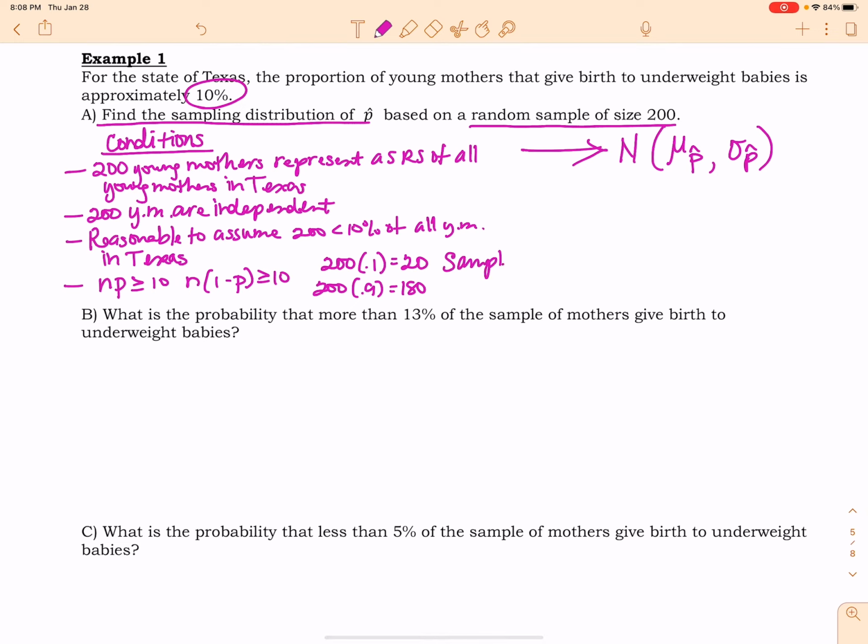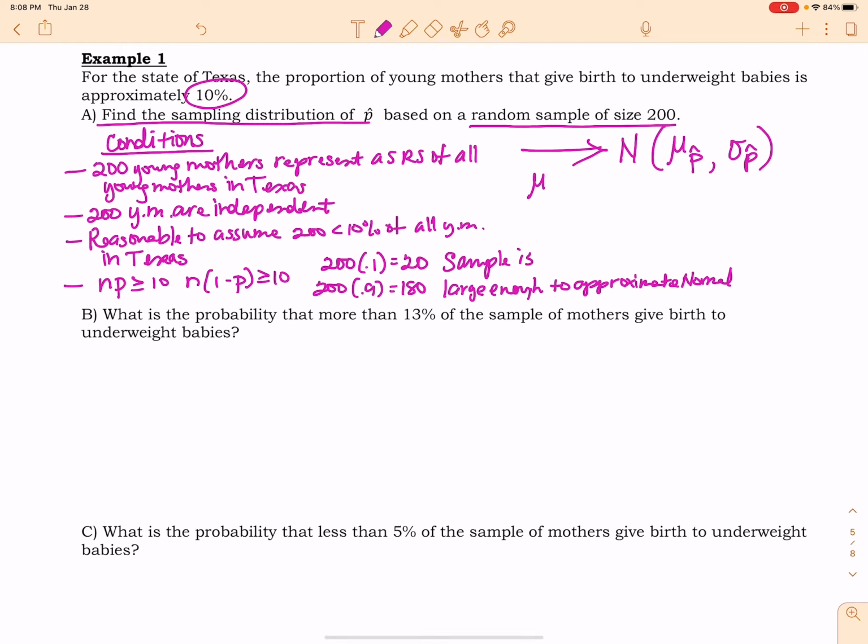So I'm going to write sample is large enough to approximate normal. And in doing that, I can then come up with my values up here for my distribution.